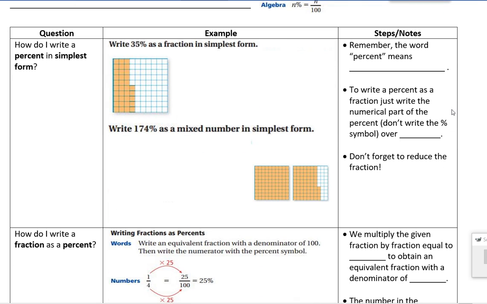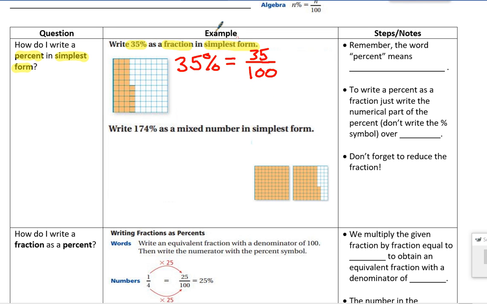So let's start with this first one, which says, how do I write a percent in simplest form? I think it meant as a fraction in simplest form, but we'll forego that. Write 35% as a fraction in simplest form. 35%. Well, every percent, per means divided by, and cent means 100. So this is really 35, the part, out of 100, which is the whole.